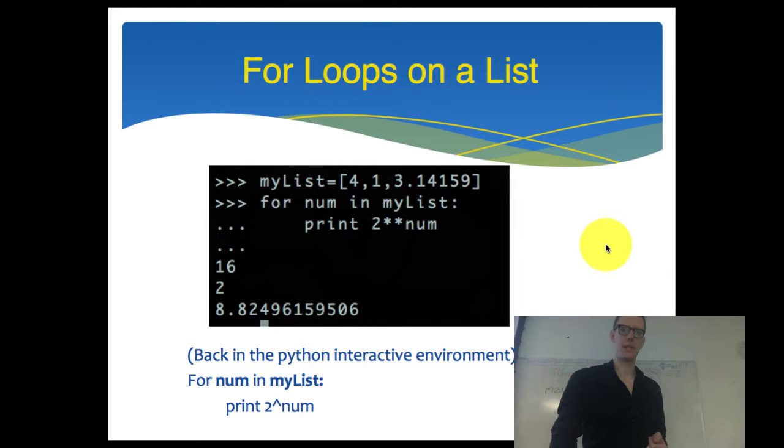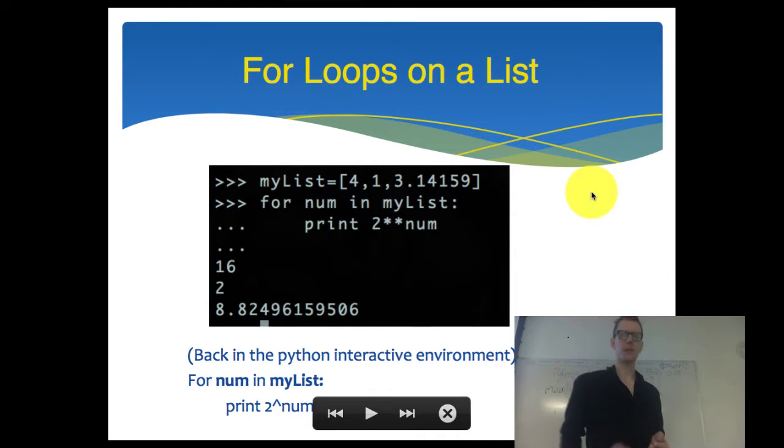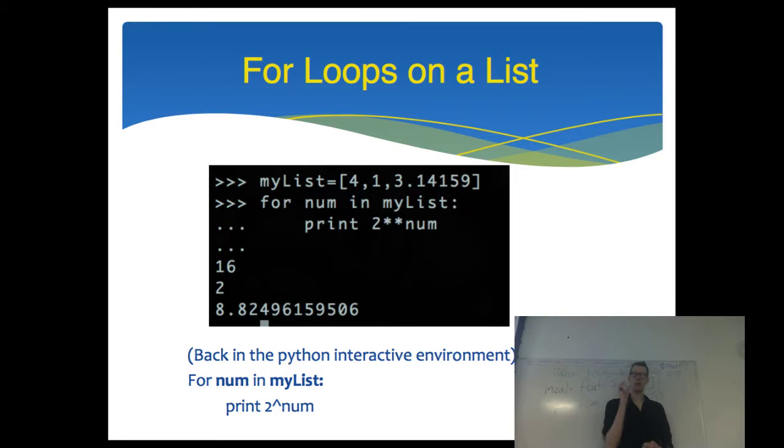So let's have a look at an example. I'm going to define a list. I'm now launching back into the interactive environment. I've typed Python. You can see the chevrons at the start of my line, those arrows, which mean I'm in the interactive environment because we're just figuring out for loops for now. And I'm going to define a variable called myList and set it equal to these three numbers, a couple of integers and a float. Then what I can do is for num in myList, colon, new line, indentation, print 2 to the power of num.